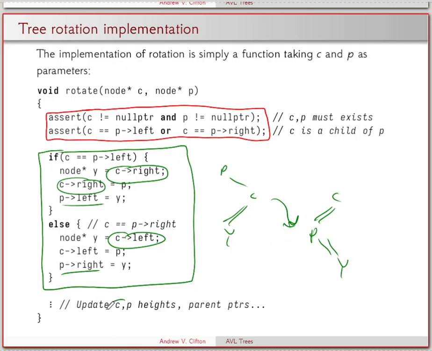Now we might have to do some other stuff here. If we have heights inside of our nodes, we need to update those. If we have parent pointers, we might need to update those. But that's the core of the rotation. And again, it's just pointer juggling, no loops or anything, so this should run in constant time.